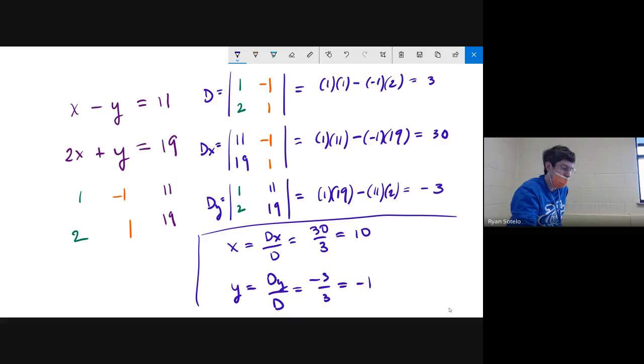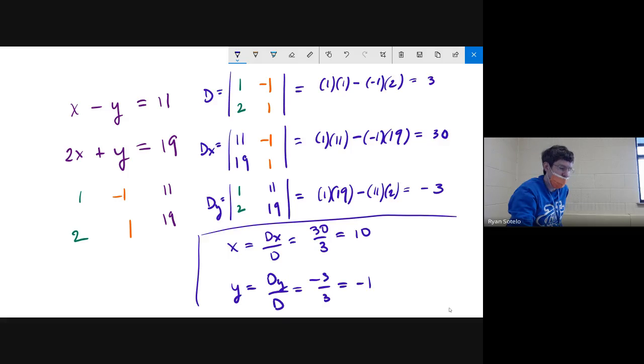For the y, you do the same thing. You take the one that you swapped out the y values for. That's a -3. Divide that by the original, which is 3. So y would be -1. You can do it all the way using that method.